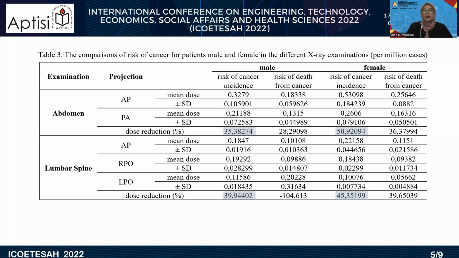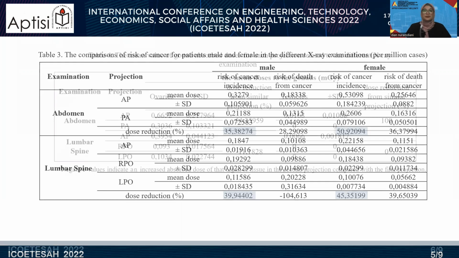As for the overall risk of cancer incidence for lumbar vertebral examination, the use of the LPO projection is lower than the RPO projection, namely 39.9% for men and 45.35% for women.